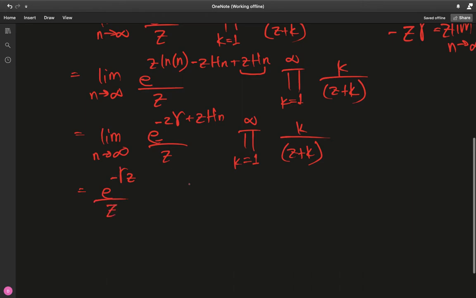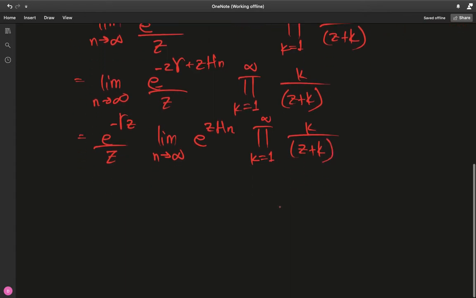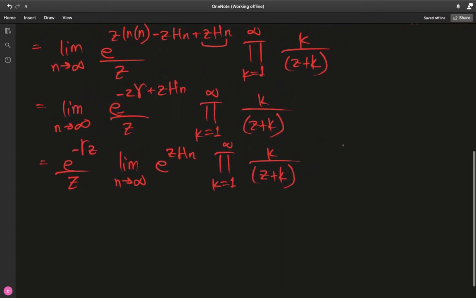over z, and we can split this. We can write a sum of arguments in an exponential as a product of two different exponentials. So the limit as n goes to infinity of e to the z times the nth harmonic number and the product from k equals 1 to infinity of k over z plus k. But what is the nth harmonic number?